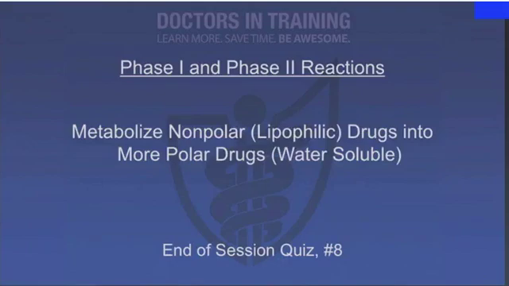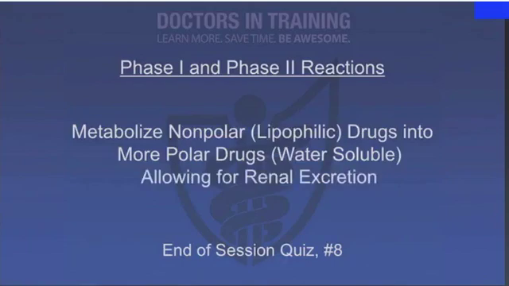Why must lipophilic drugs undergo phase 1 and 2 metabolism to be excreted by the kidney? Phase 1 and 2 metabolizes nonpolar or lipophilic drugs into polar drugs, meaning water-soluble drugs, which allows for renal excretion to occur.